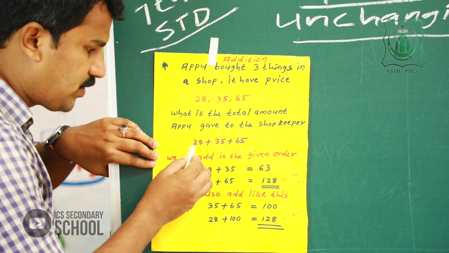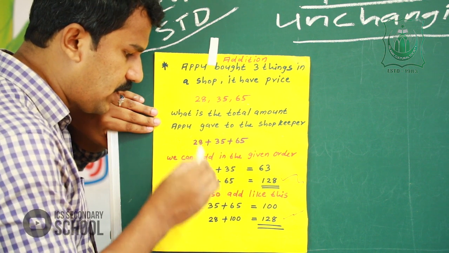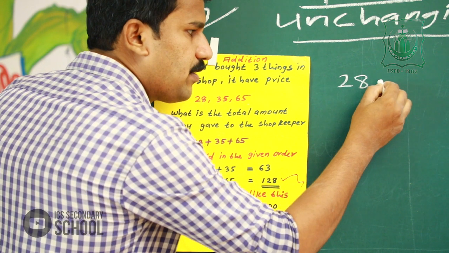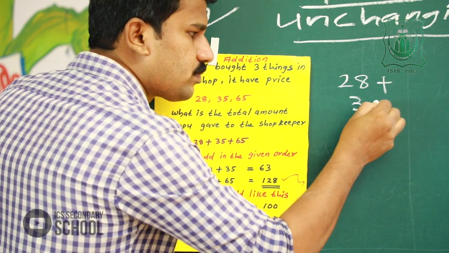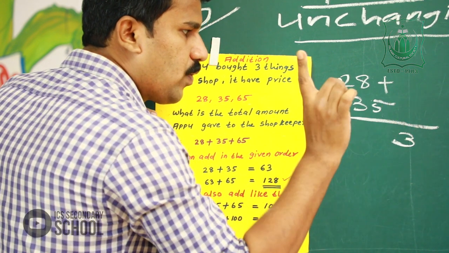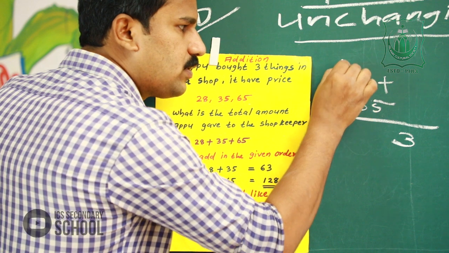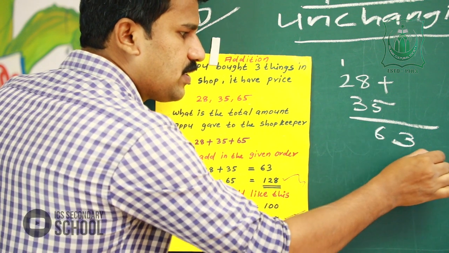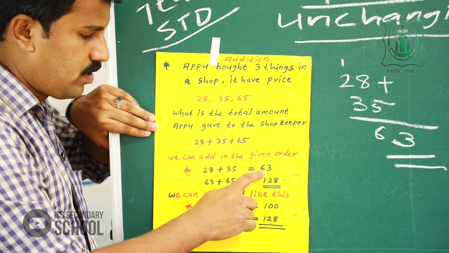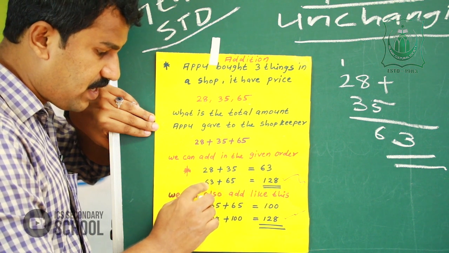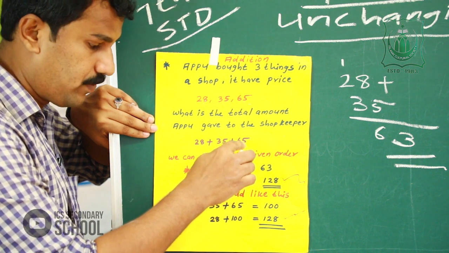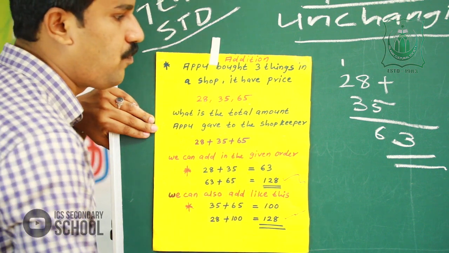First we can add 28 plus 35. That is 8 plus 5, 13. Remaining 1. 2 plus 1, 3. 3 plus 3, 6. That is 63. We get 63. Then this 63 is added to the last number, that is 65. That is 63 plus 65.